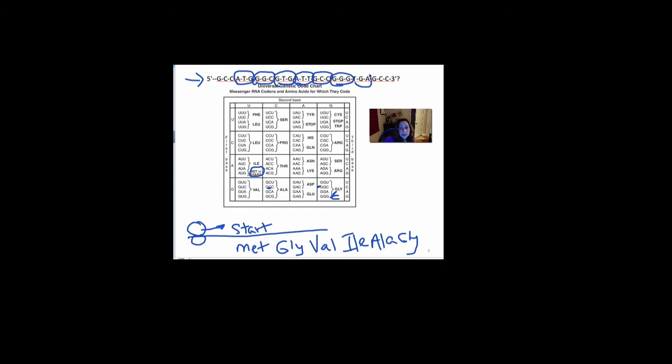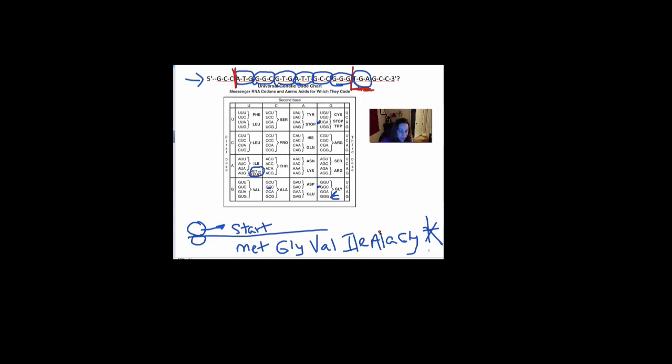And TGA. So now here's the other rule. T, G, and A is right here, and that is a stop codon. So you should have read this sequence starting right here at the ATG, and you needed to stop reading it right here because this is a stop codon. So your sequence was methionine, glycine, valine, isoleucine, alanine, and glycine.